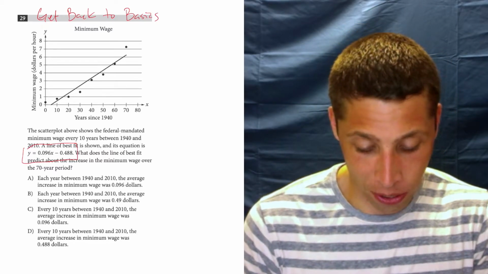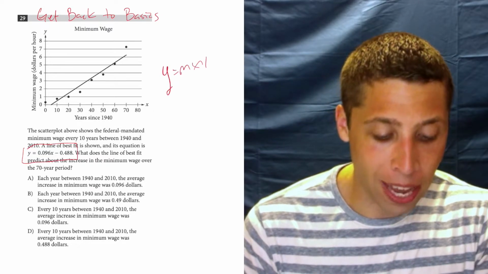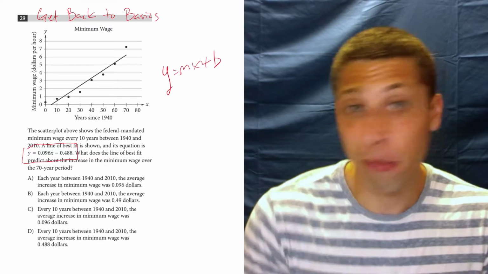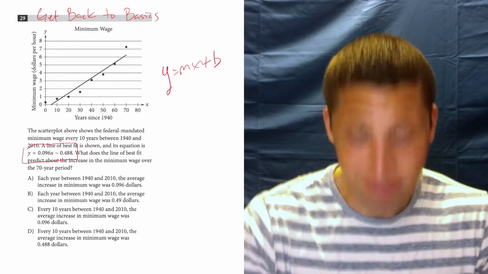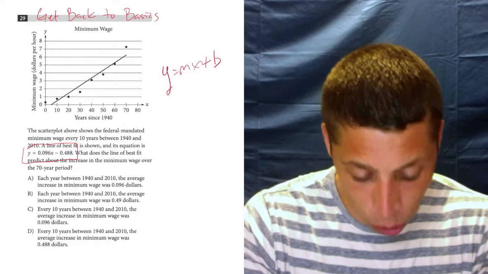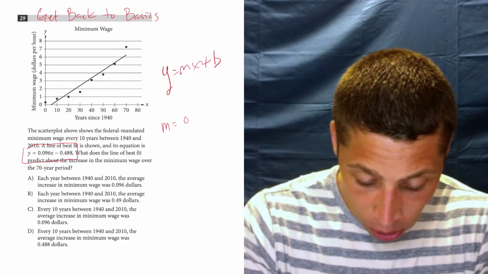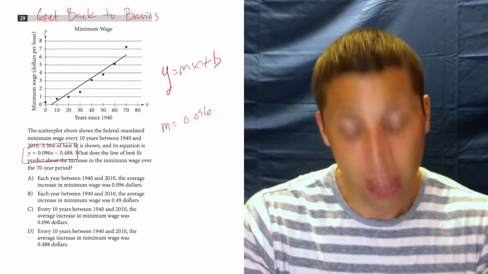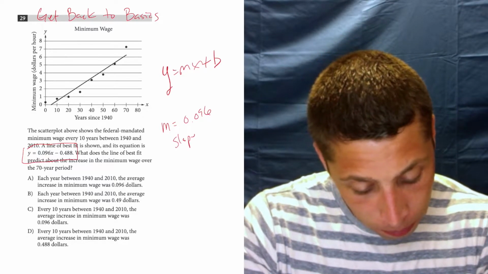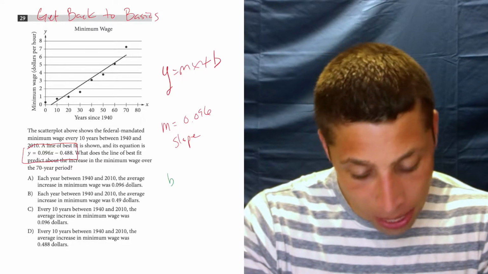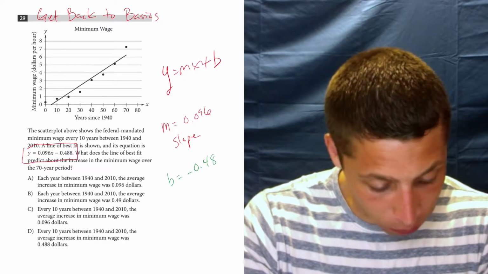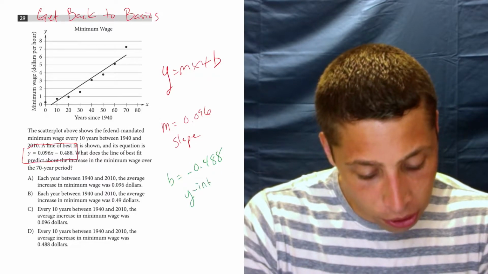We have a y equals mx plus b equation. It doesn't matter that the numbers are messy. It's a y equals mx plus b equation. So what do we learn? We learn that m is 0.096, which is the slope. And we learn that b is negative 0.488, which is the y-intercept.